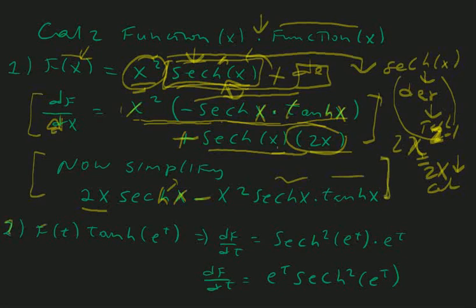f of t equals the hyperbolic tangent of e to the t, right? E to the t, kind of like a chain rule. So f of t equals tanh of e to the t. You have to find df/dt.